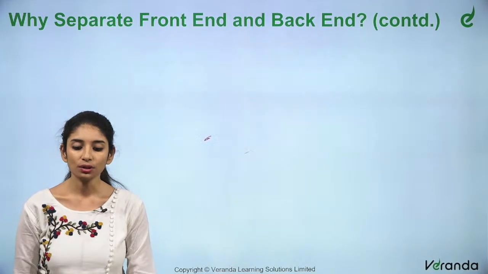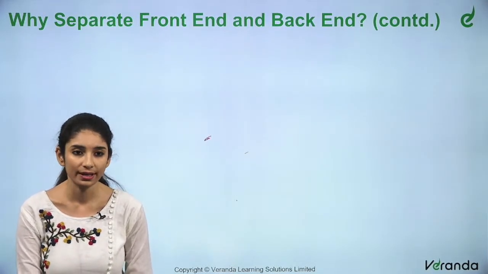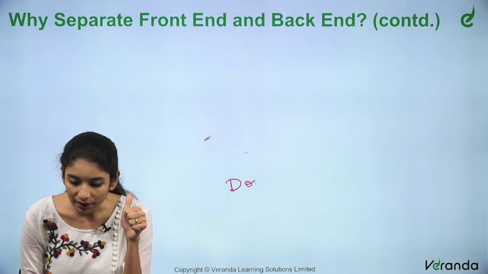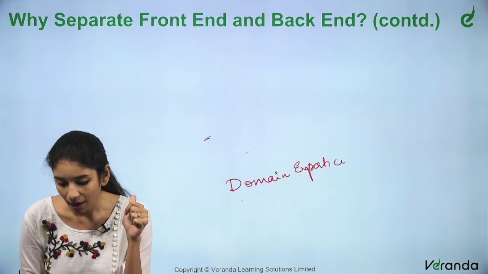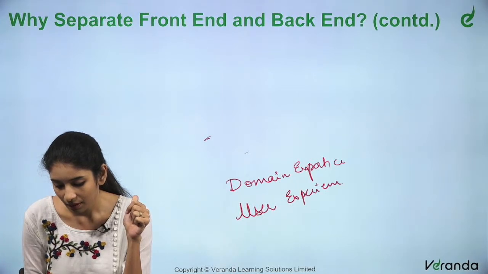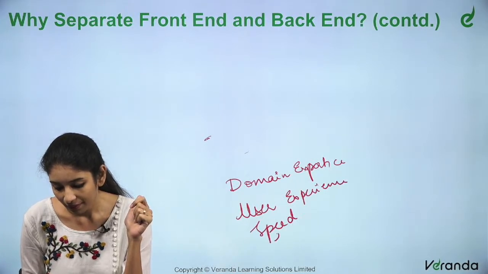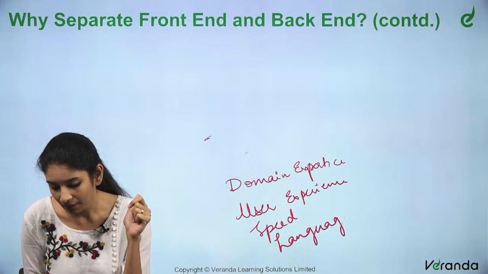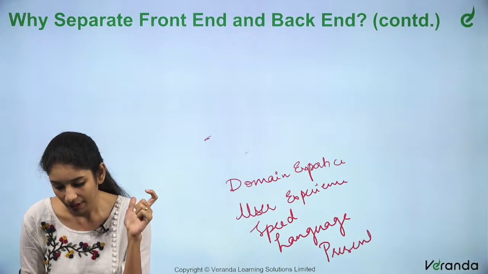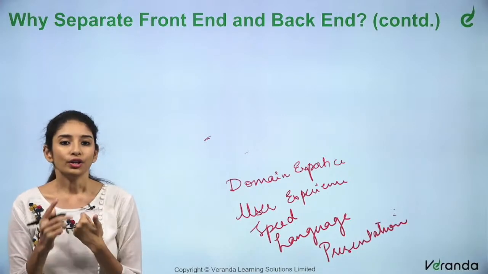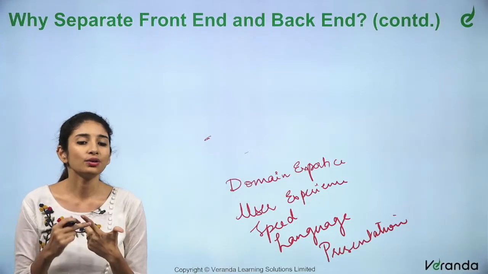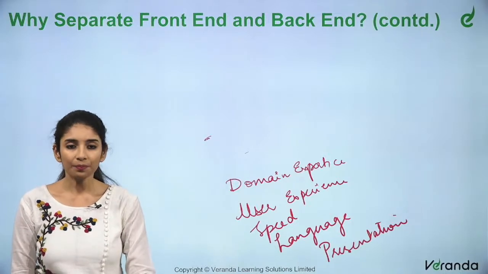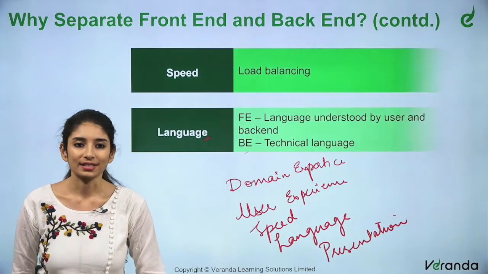Quick revision of why do we need separate front end and back end. Number one, domain expertise. Number two, user experience. Speed, language and presentation. Domain expertise, user experience, speed, language, presentation. Clear? Very good. Let's move on to the next question.